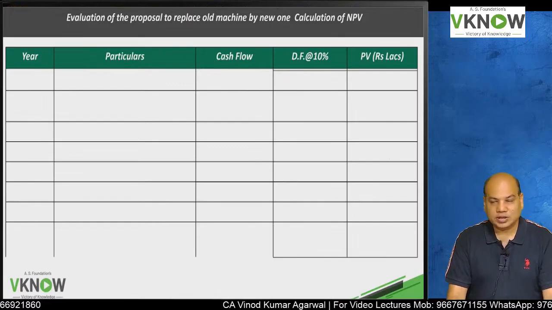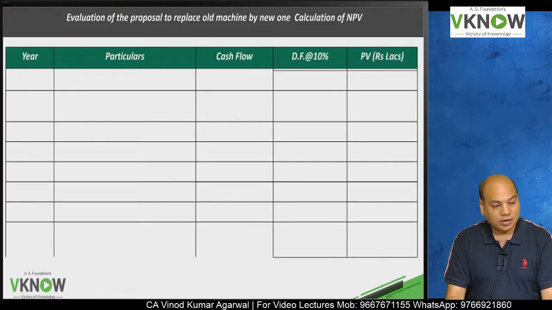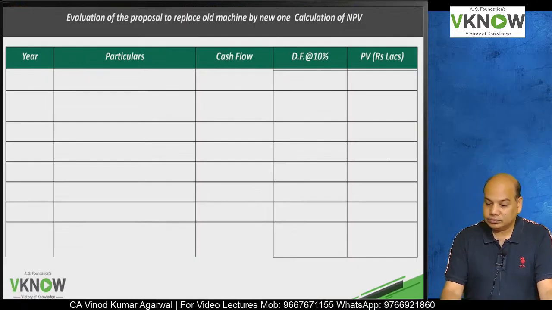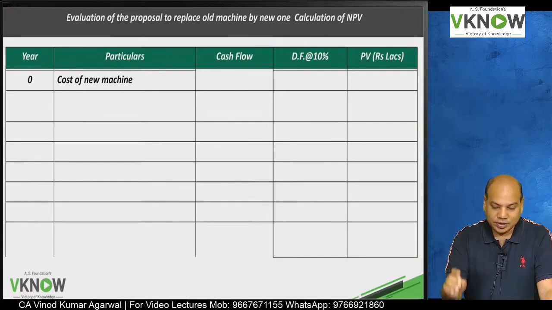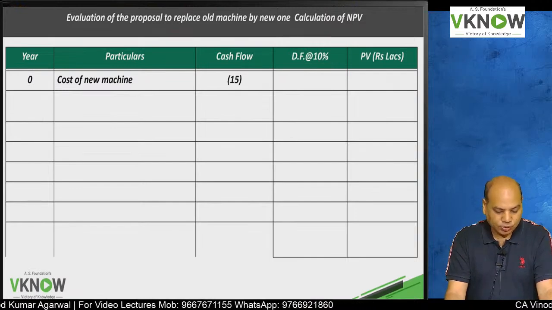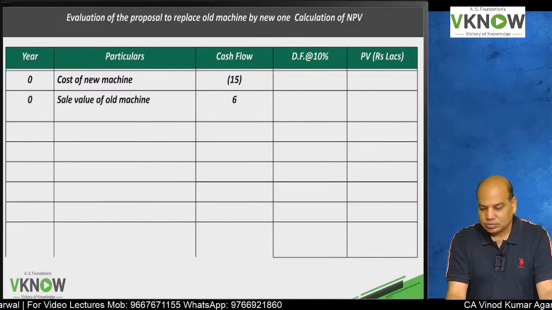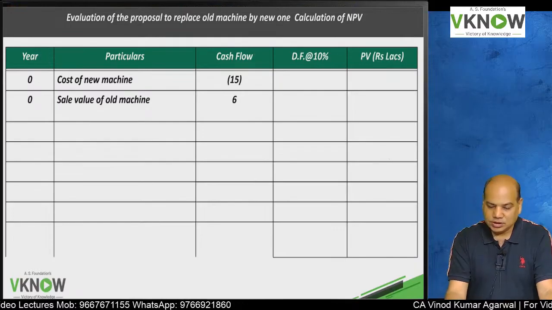Your answer has to be presented nicely, so that it gives the examiner a very good impression about you, that the student is a good candidate. No shortcut in the exam. Year 0, let us write what will happen in year 0. We have cost of new machine, outflow 15. In year 0, sale value of old machine 6 lakh.